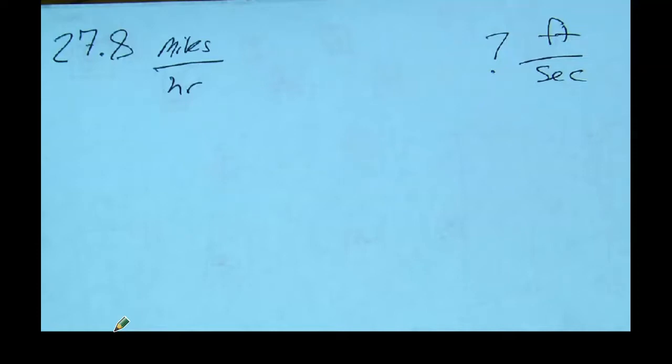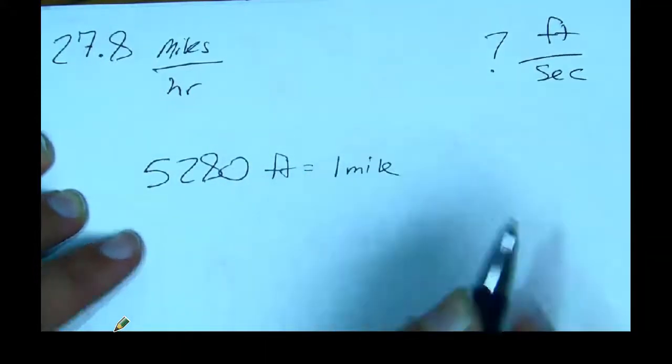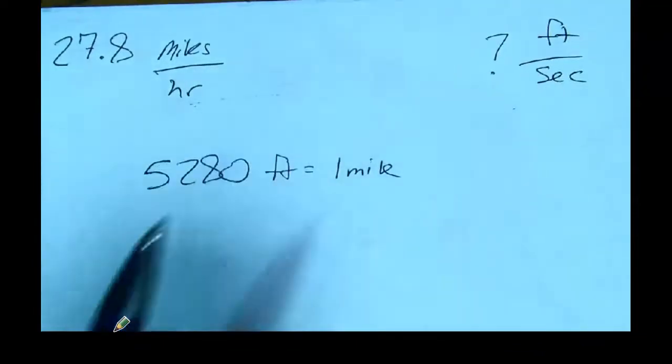I'm interested to see how you guys do. And if you got this far in the video, shoot me an answer. If you work it out, take a picture of it and email it to me, so I know that you guys are keeping up. One suggestion I will tell you is there are 5,280 feet in 1 mile. So you're going to have to change miles to feet and hours to seconds. Try it out.